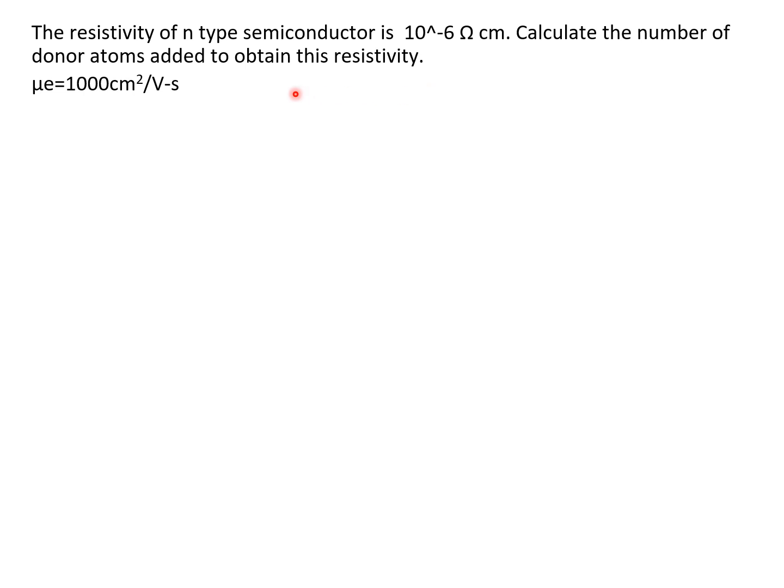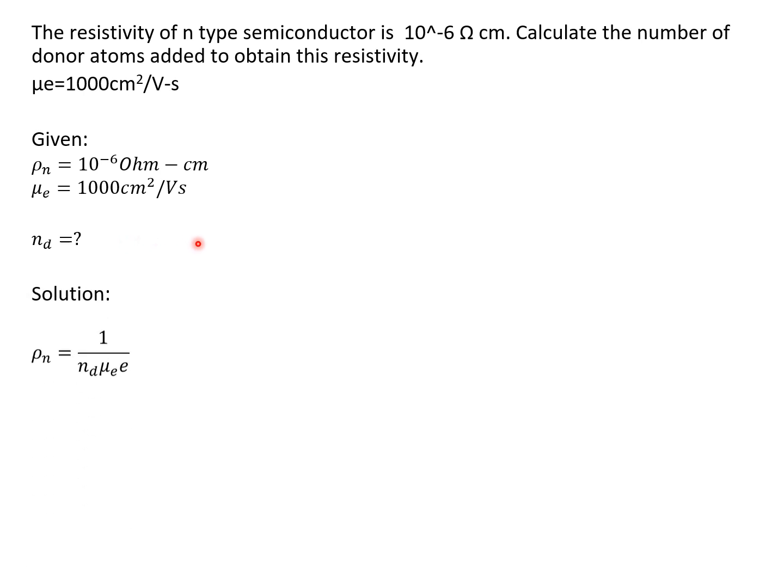Mobility of electrons will be required because it is N-type. 1000 centimeter per volt second. So this is again the given data summarized here. Resistivity is given, mobility of electron is given. We need to calculate donor concentration.